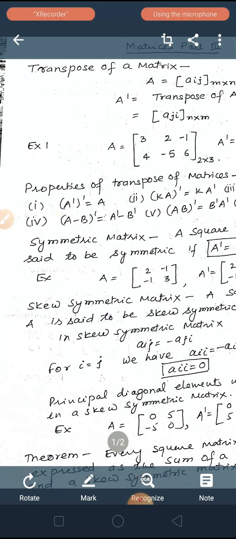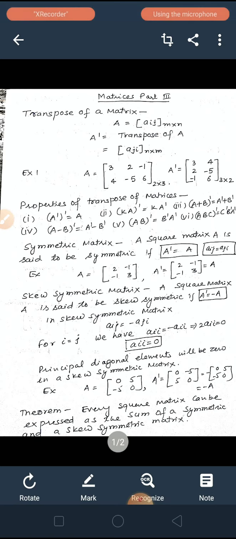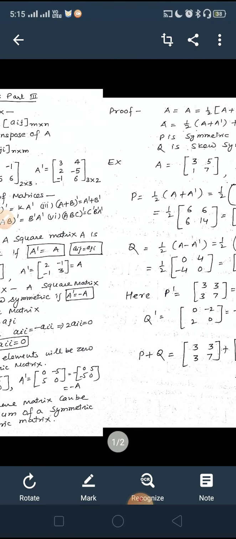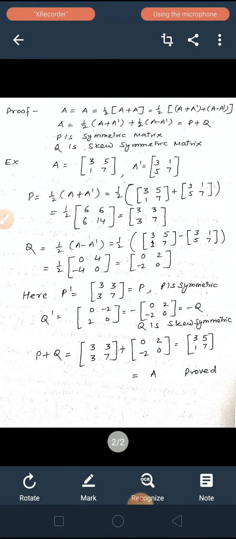Now children, move to an important theorem, which is: every square matrix can be expressed as the sum of a symmetric and a skew symmetric matrix. I repeat it, every square matrix can be expressed as a sum of a symmetric and a skew symmetric matrix. Let's check it by a proof. Here A is a square matrix.